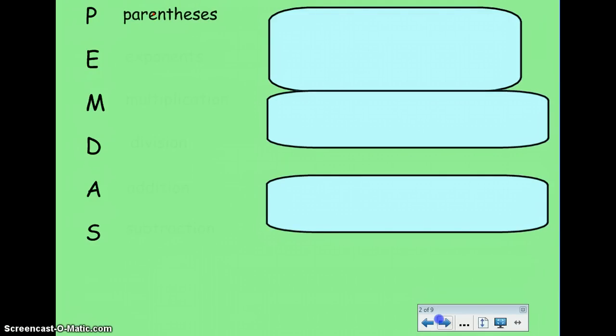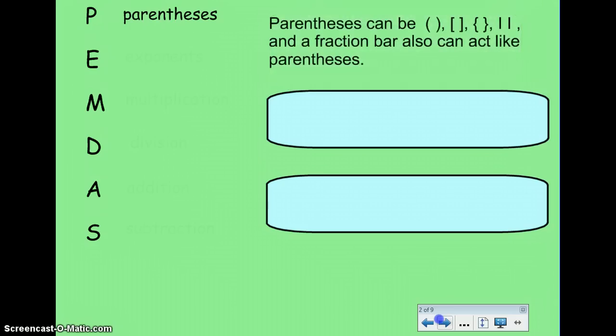Again, parentheses come in a variety of shapes and sizes. They can be different parentheses, brackets, grouping symbols. Sometimes the absolute value sign will act like parentheses in the order of operations. Also, if we have a fraction bar, we need to do what's in the numerator or on top first, and then in the denominator or on the bottom separately from what we do in the numerator.